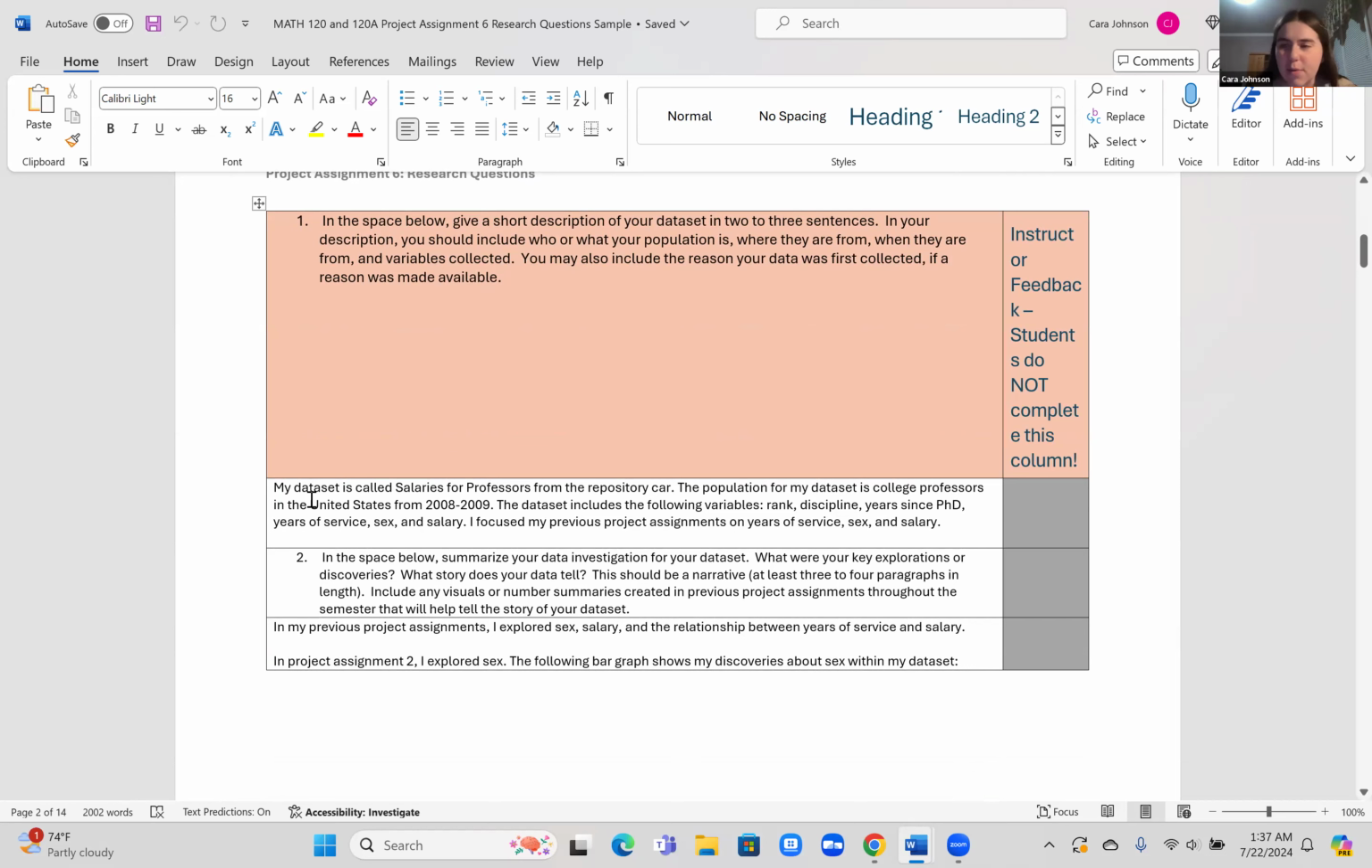So first of all, just tell me what your data set is and what repository it is from. So my data set was called Salaries for Professors from the repository CAR. And then the population for my data set is all college professors in the United States from 2008 to 2009. Where did I get that from?